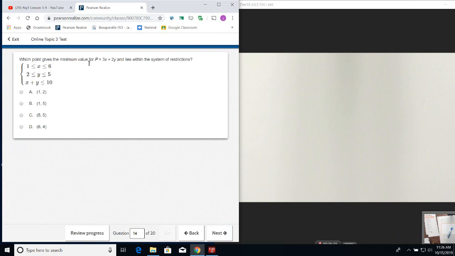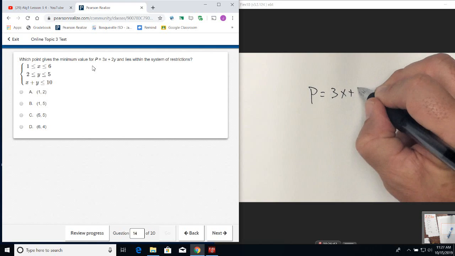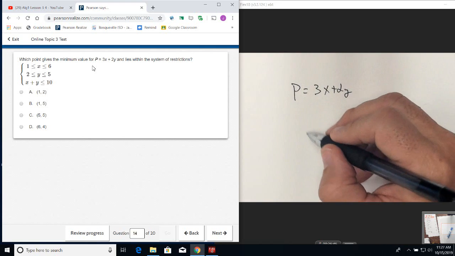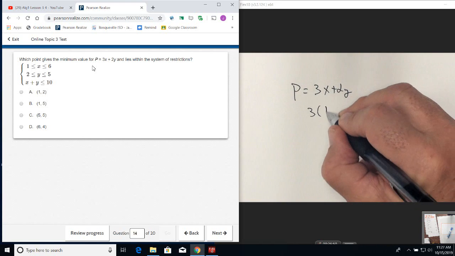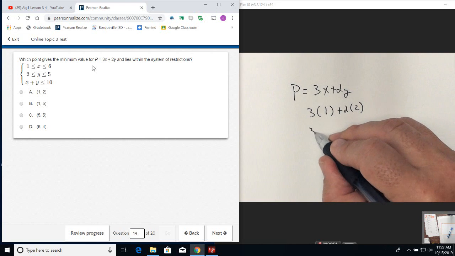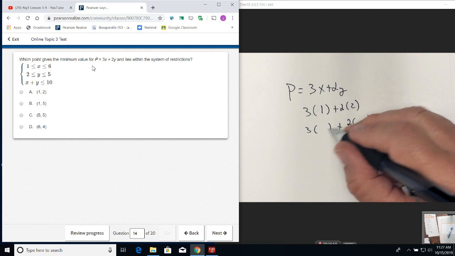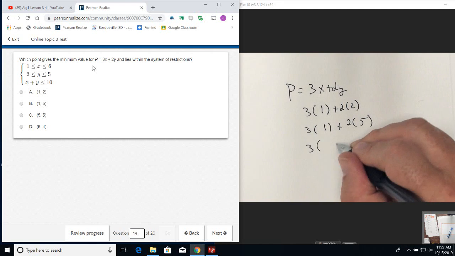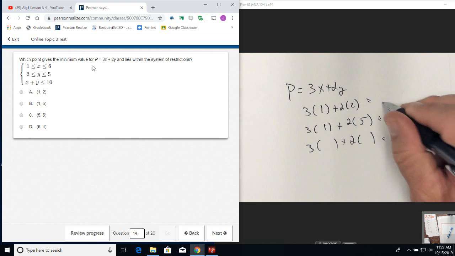Which point gives the minimum value of this? It's 3 times x plus 2y. Just plug in your x's and your y's, and which one's going to give you the smallest one, to answer. So let's try the first one. 3 times 1 plus 2 times 2. And then try 3 times the next one plus 2 times the y value. So that'd be 1 and 5. 3 times x plus 2 times y. Figure out what that is.